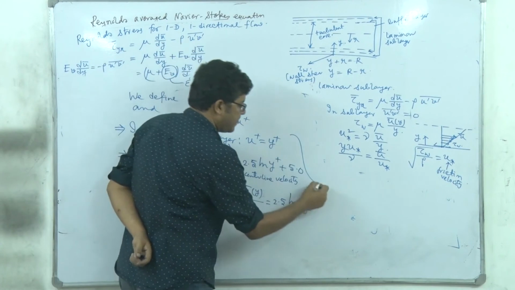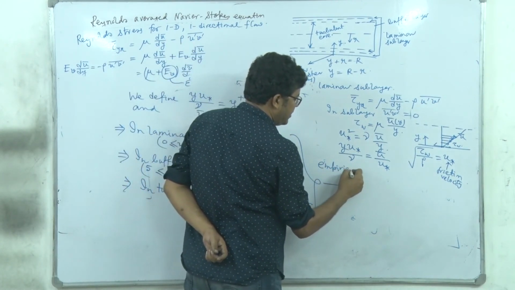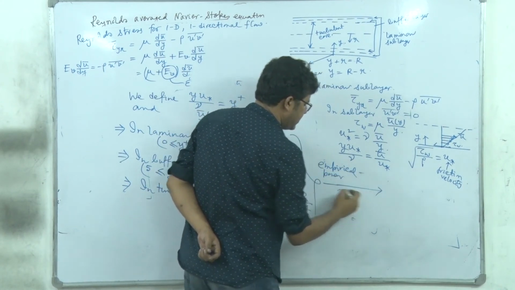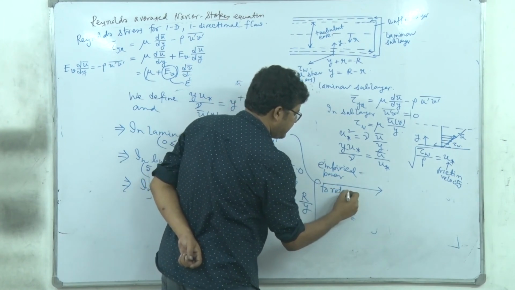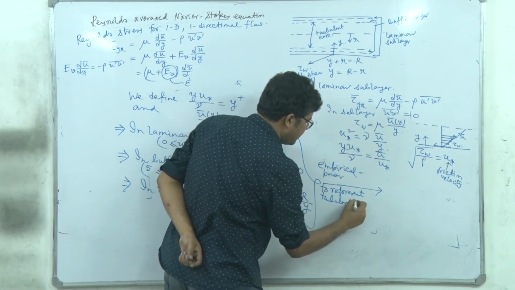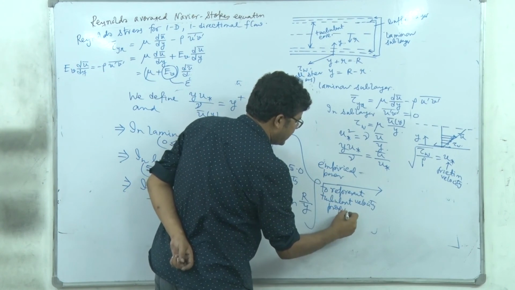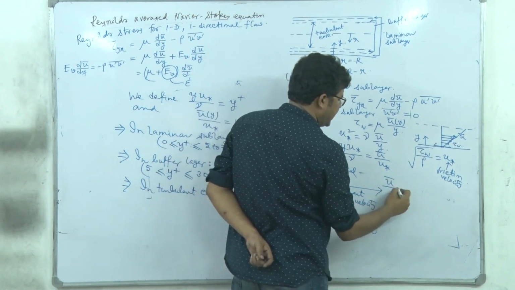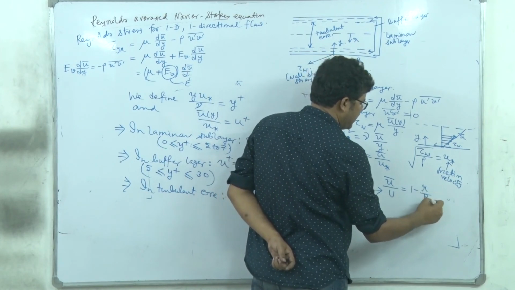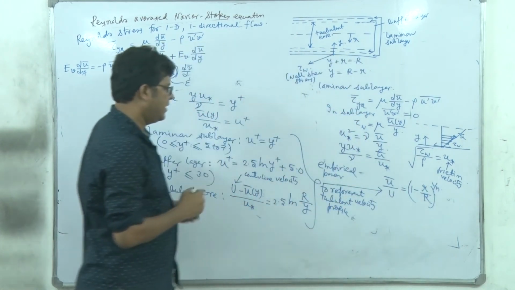So that's why we have an empirical power law to represent the turbulent velocity profile, right? What is the power law? U bar divided by capital U, where capital U is the center line velocity, equals 1 minus small r divided by capital R, to the power 1 by n, where n is this exponent.